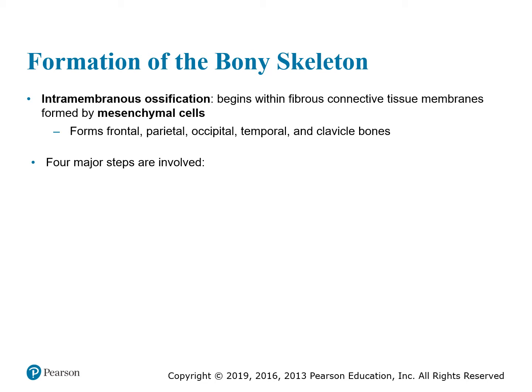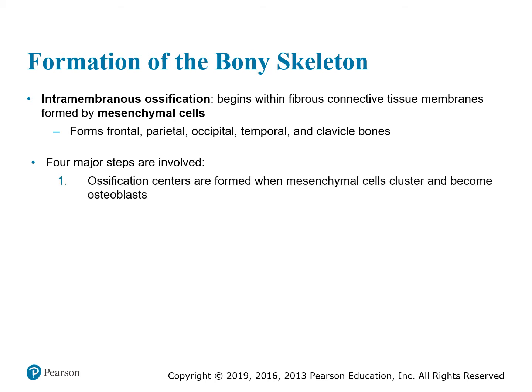So the second type of ossification, intramembranous ossification, begins with, again, not cartilage, but fibrous connective tissue. These membranes get formed by mesenchymal cells. These will form both the clavicle and the major cranial bones, the frontal, parietal, occipital, and temporal bones. In this type of ossification, there are four major steps. First of all, you see the formation of ossification centers when these mesenchymal cells cluster, and they'll differentiate into osteoblasts.